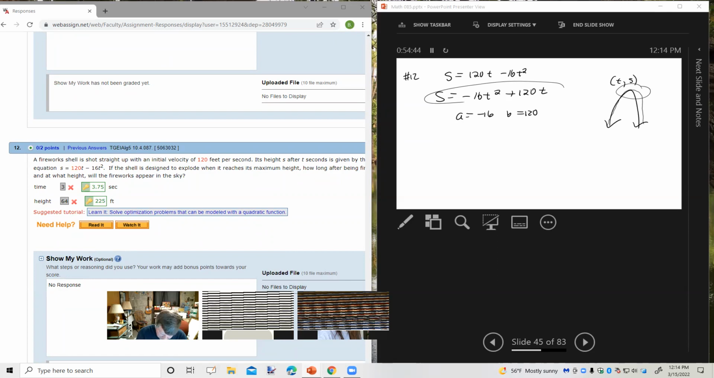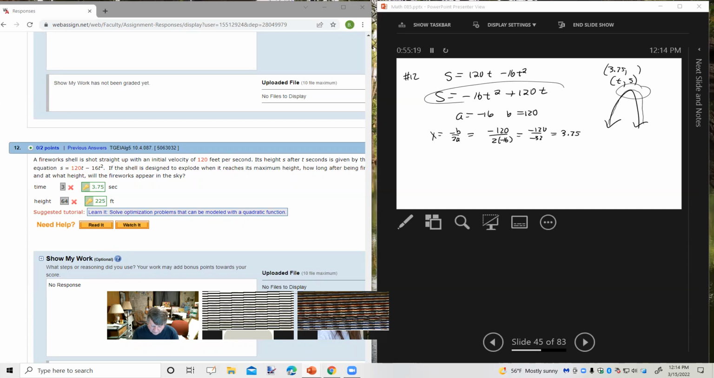So x equals -b over 2a. Technically, it's t equals -b over 2a, but that's going to be what? -120 over 2 times -16, which is -120 over -32, which is 3.75. So that's the time it takes for the shell to get to the maximum height. Okay with that?